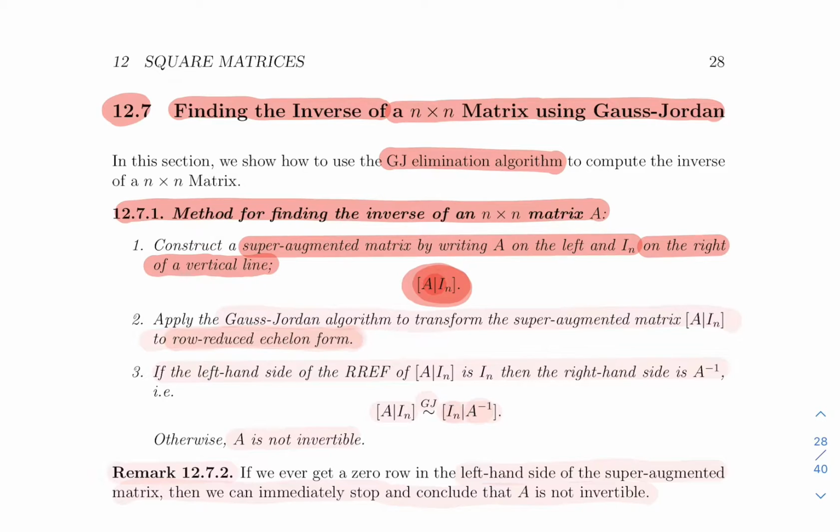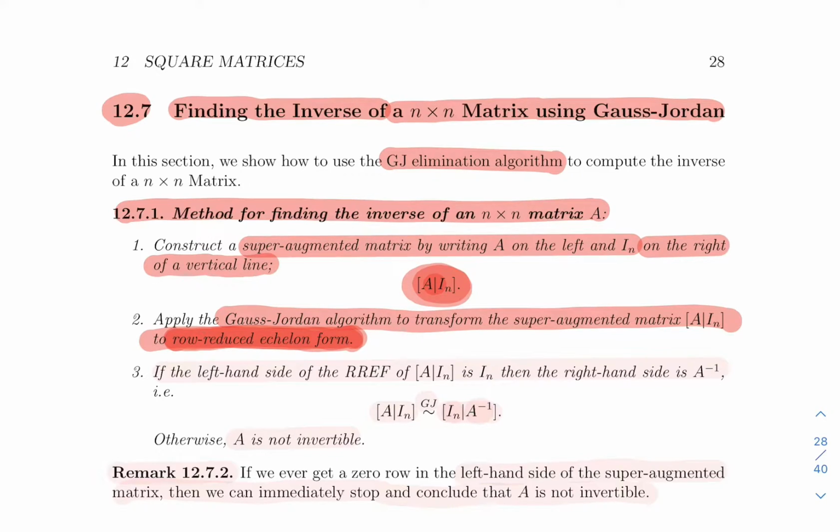And then what you do is you apply Gaussian in its full form, in the sense that you want to transform this super augmented matrix into row reduced echelon form. So not just echelon form, but row reduced echelon form. Okay, so you want to make sure that it's in row reduced echelon form. And then what will happen?